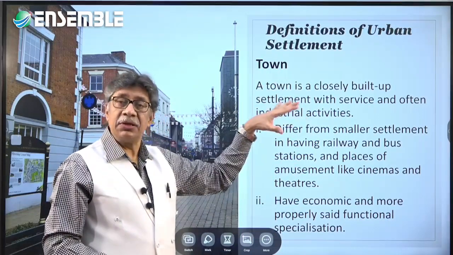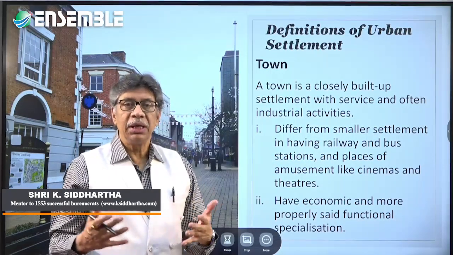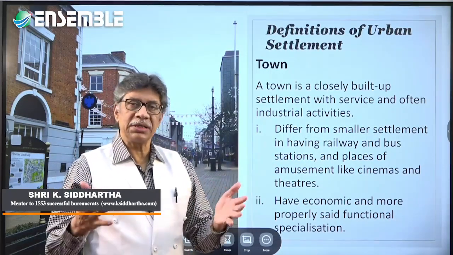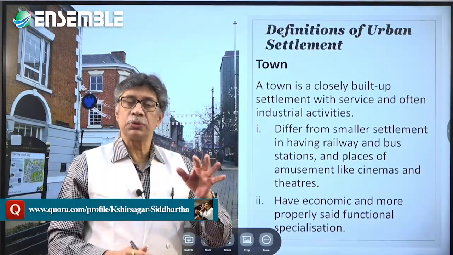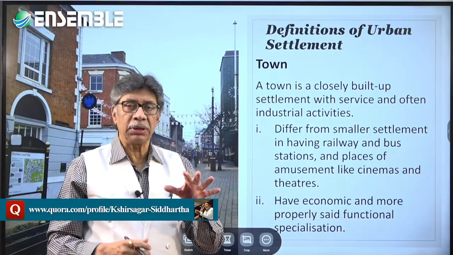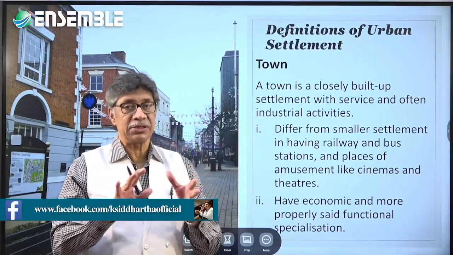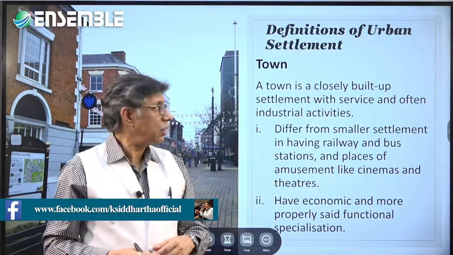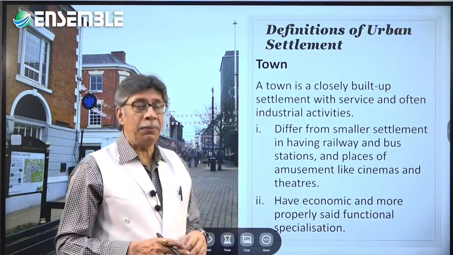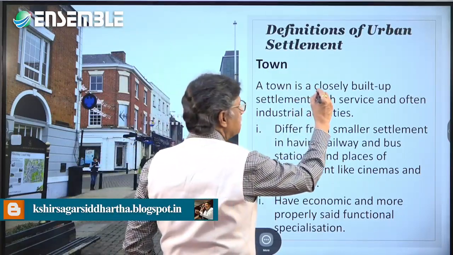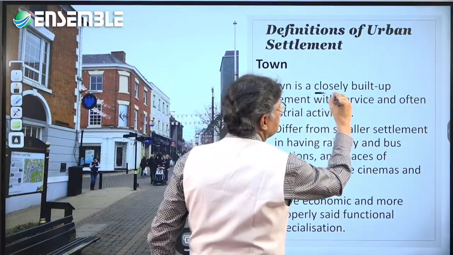Now, in this case, different forms of urban settlement can be a town, a city, a conurbation, whatever it is, they all are different. From an examination point of view, this is going to be significant, that you know the smaller nuances of differences that exist from one to another. So, a town is what we're going to be calling a closely built up settlement. The word in this case is closely built settlement. This word is pretty significant.